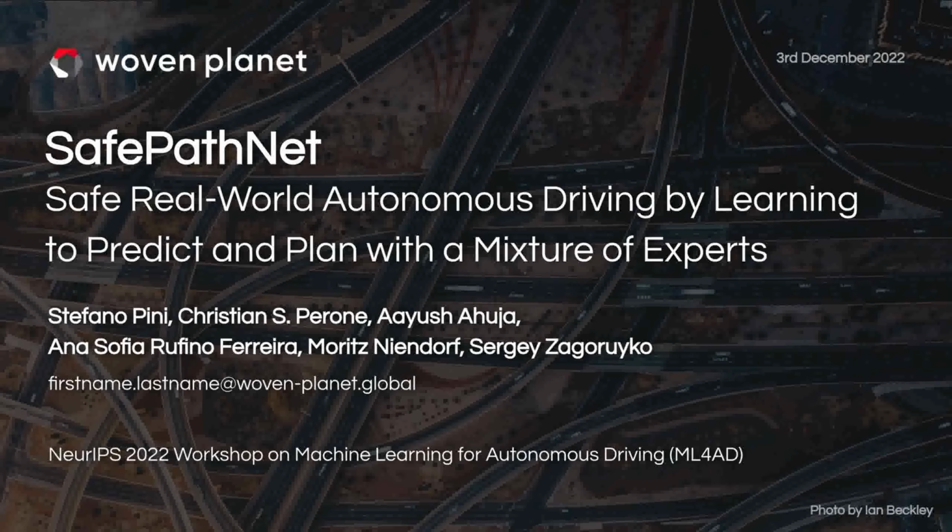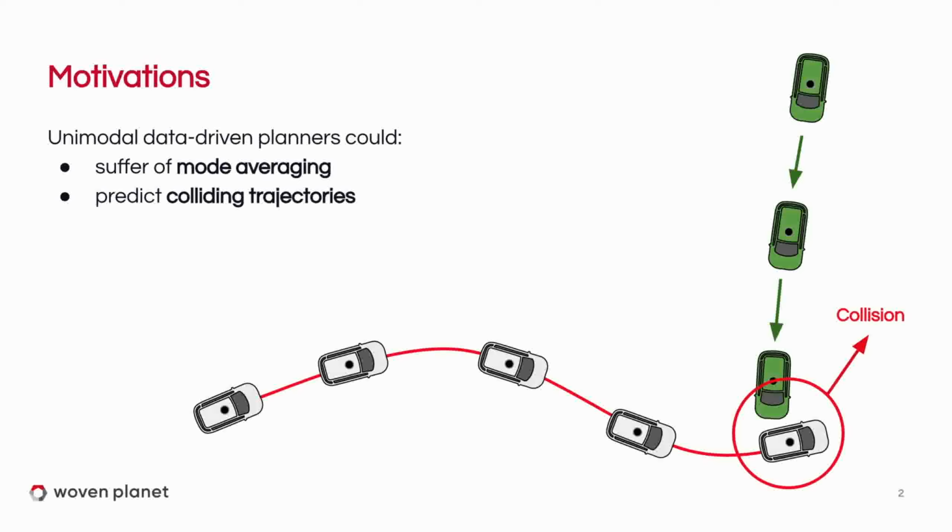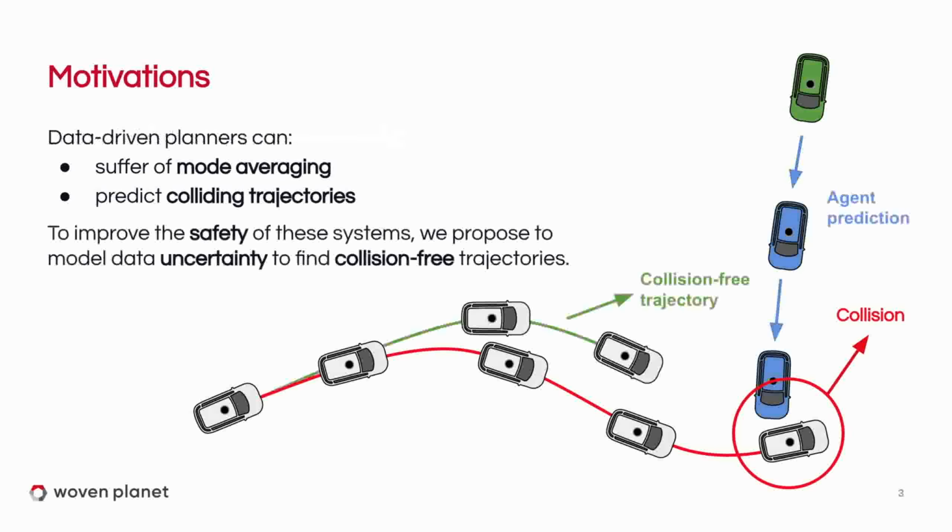Hello, I'm Stefano, and I'll introduce the paper Safe Real-World Autonomous Driving by Learning to Predict and Plan with a Mix of Experts. Unimodal data-driven planners are known to suffer from mode averaging, and they could predict colliding trajectories. To improve the safety of these systems, we propose to model data uncertainty to find collision-free trajectories that can be safely executed on the self-driving vehicle.